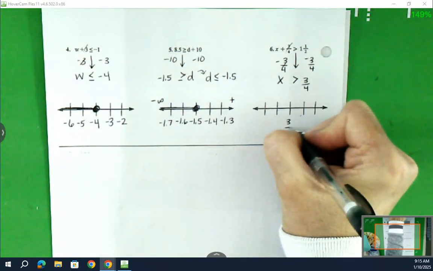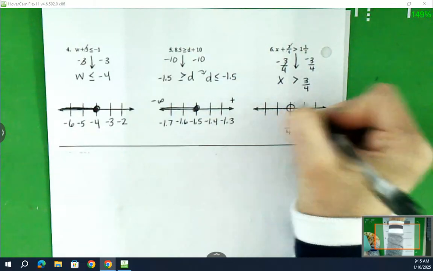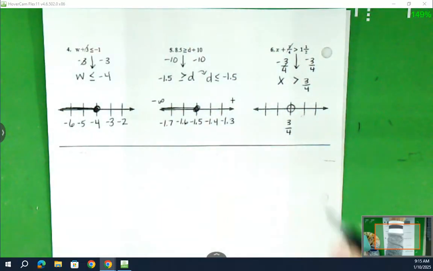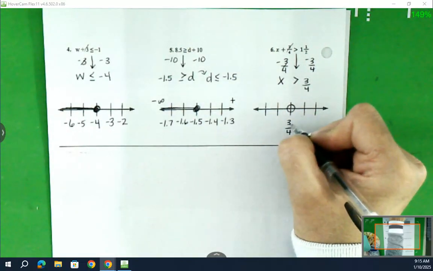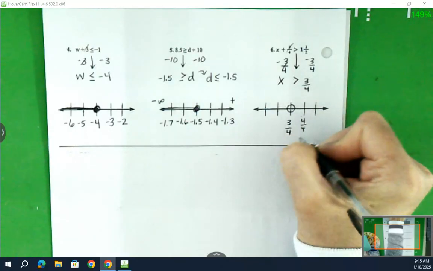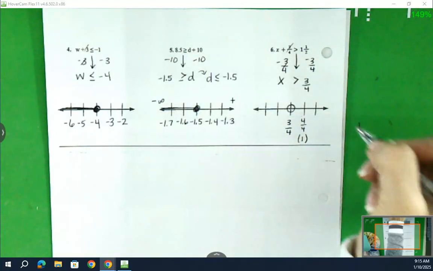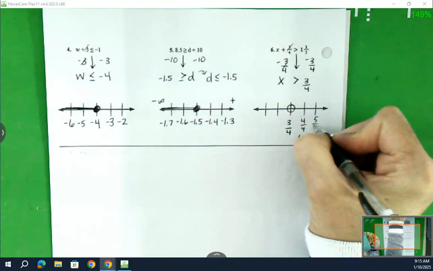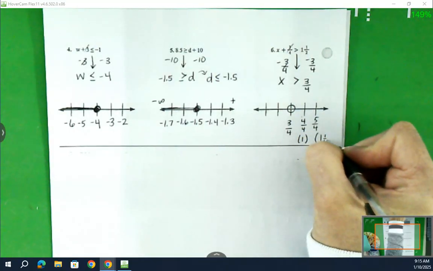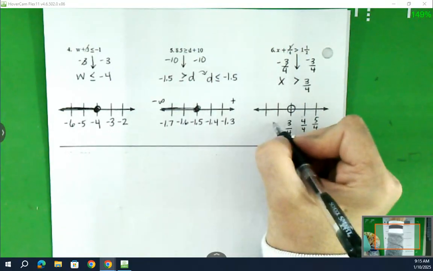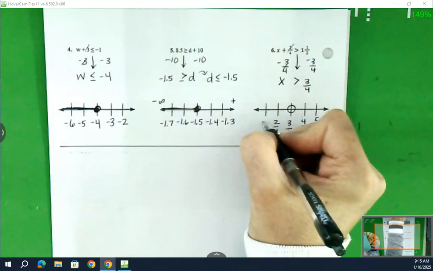So we're going to have 3/4 in the center, open circle because there's no equal sign, adding a fourth going to the right. So this will be 4/4, or you might want to consider that as 1. And then this will be 5/4, which of course is 1 1/4. Going to the left, we have 2/4 and 1/4.